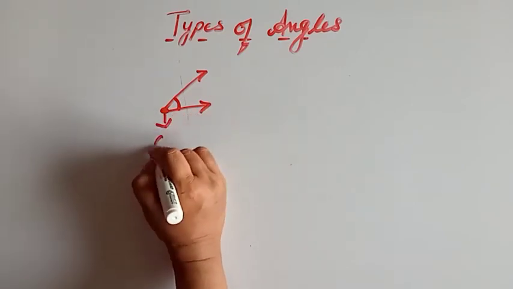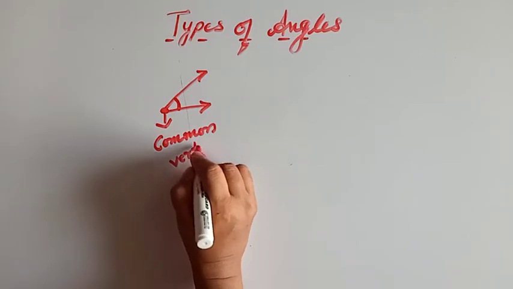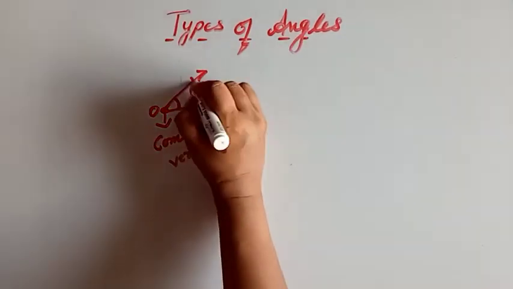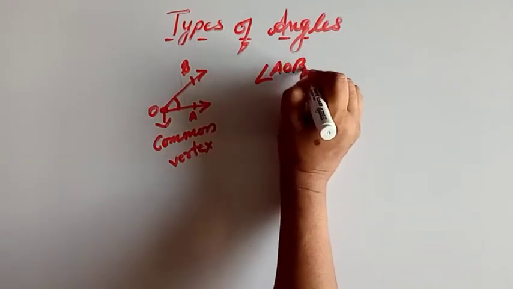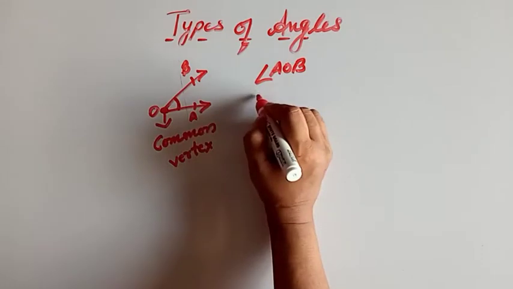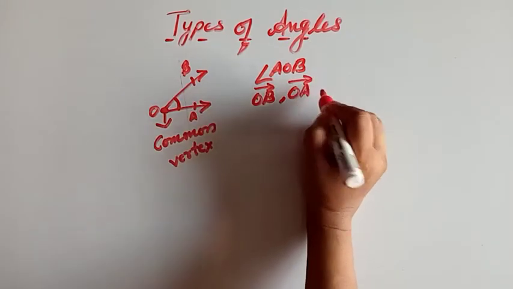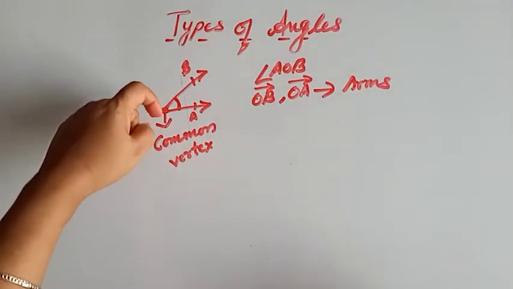This is the common vertex. Same vertex, same endpoint or common vertex. We can name it as O. This is A, this is B. So the name of the angle is angle AOB. These two rays, ray OB and ray OA, are arms of this given angle.